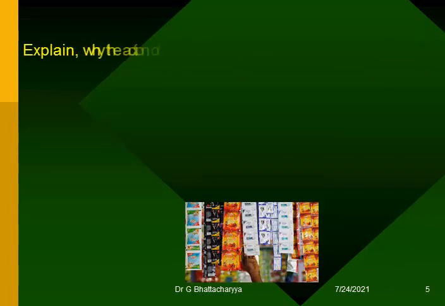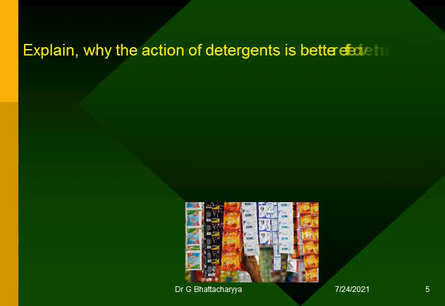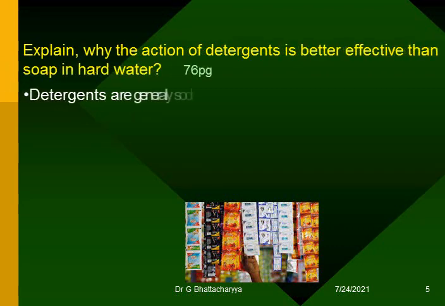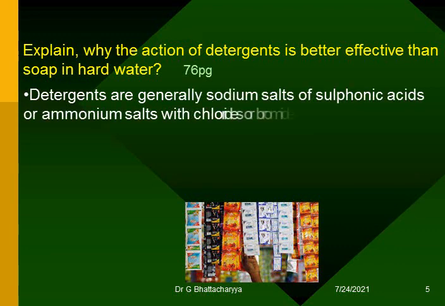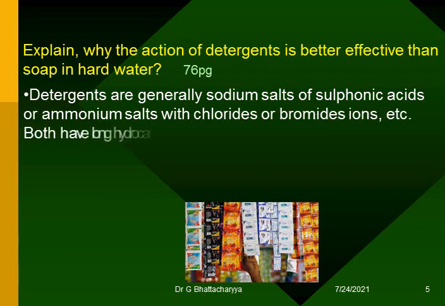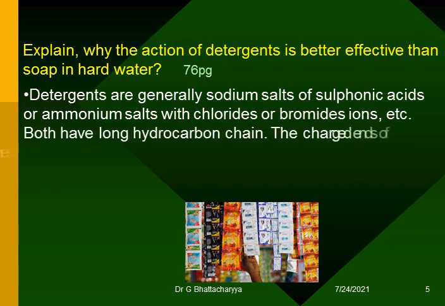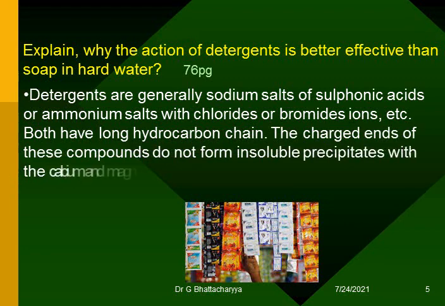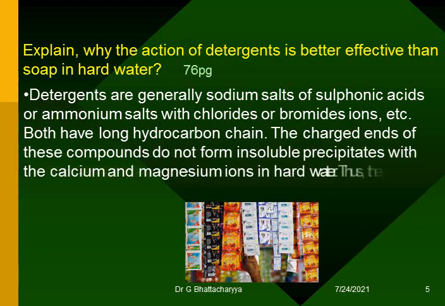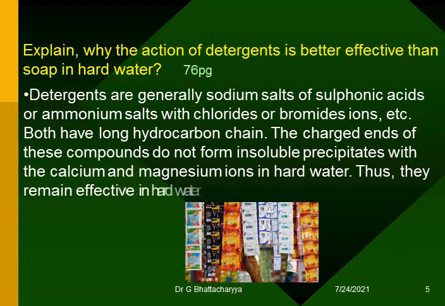Explain why the action of detergents is more effective than soap in hard water. Detergents are generally sodium salts of sulfonic acids or ammonium salts with chloride or bromide ions, etc. Both have long hydrocarbon chains. The charged ends of these compounds do not form insoluble precipitates with the calcium and magnesium ions in hard water. Thus, they remain effective in hard water.